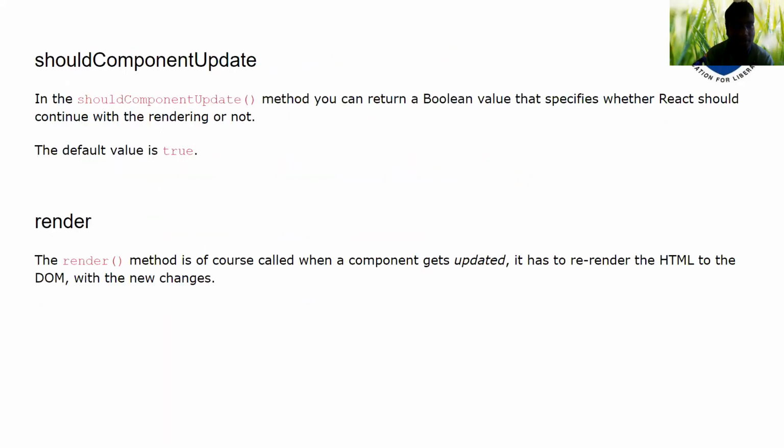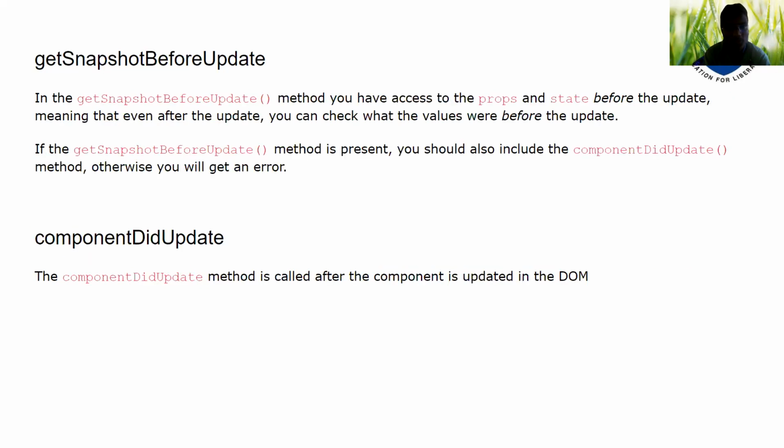shouldComponentUpdate. In the shouldComponentUpdate method, you can return a boolean value that specifies whether React should continue with rendering or not. The default value is true. Render. The render method is of course called when a component gets updated. It has to re-render the HTML to the DOM with new changes.